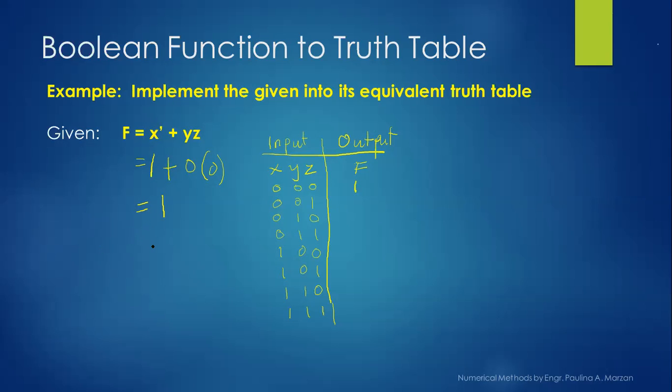To continue further, substitute the remaining combinations of x, y, and z. So we have, if x is 0, then x prime is 1. That is OR to y that is 0, and z that is 1. So this is then 1 or 0 and 1, which is equal to 1. So when x is 0, y is 0, and z is 1, f is 1.